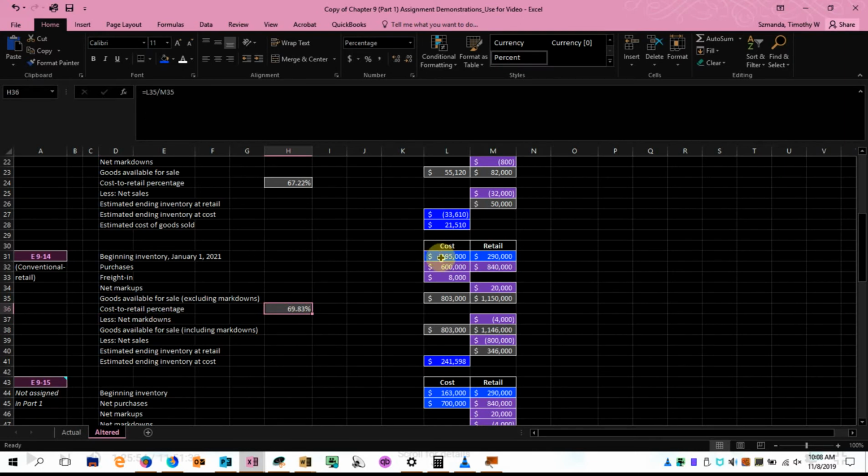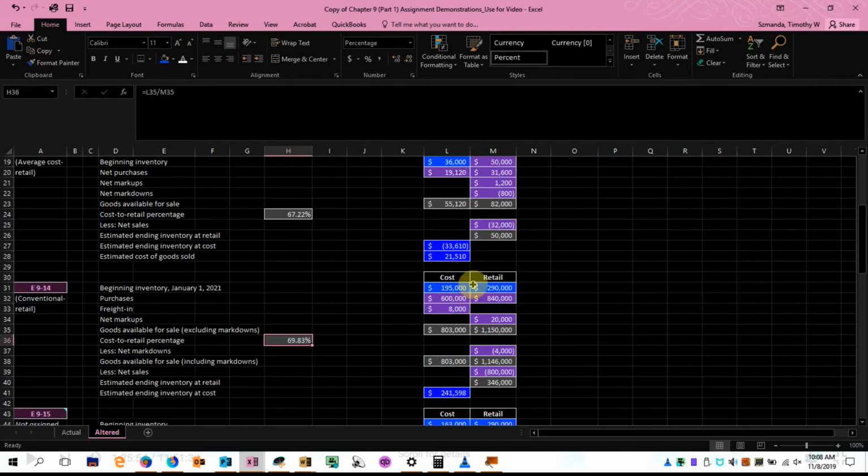So again, enter the information that's given, and I've altered some of the data again. Purchases, we have freight in. Freight in is only a cost that is listed on the cost side only, not on the retail. Markups, that is a pricing issue, so that affects only our customers. It's on the retail side. And just add the items together again. And you'll notice that we are not including markdowns in our ratio.